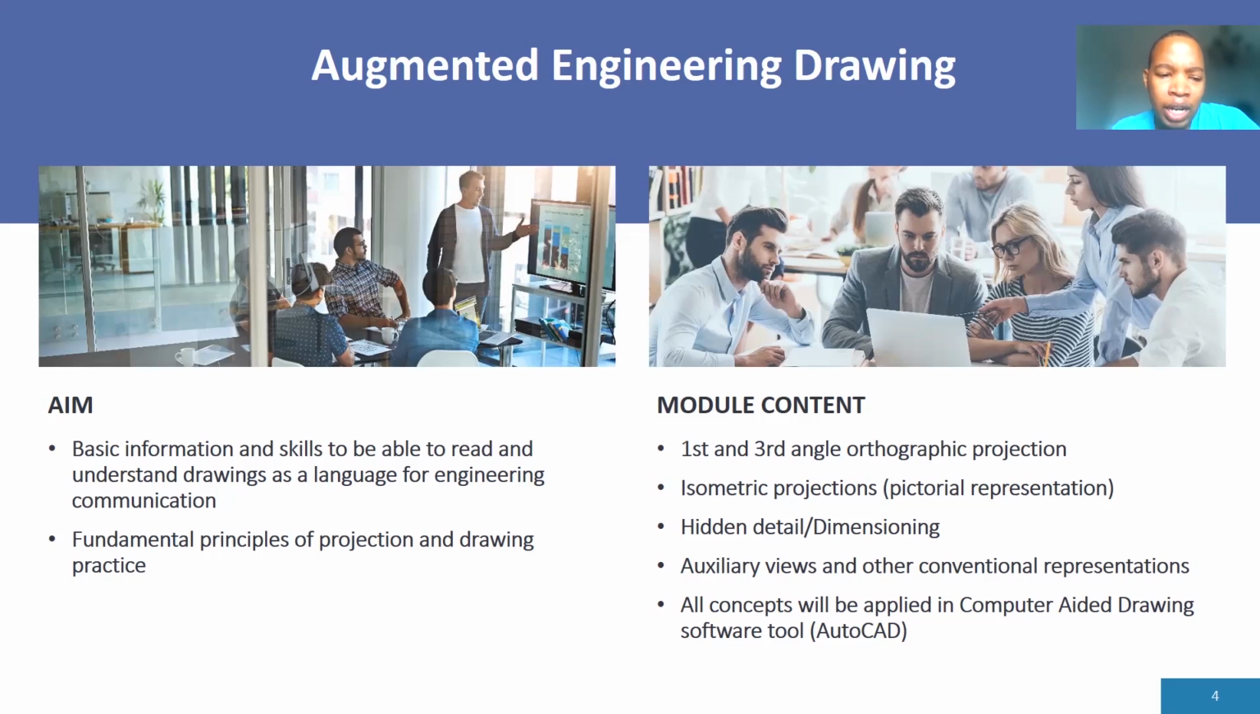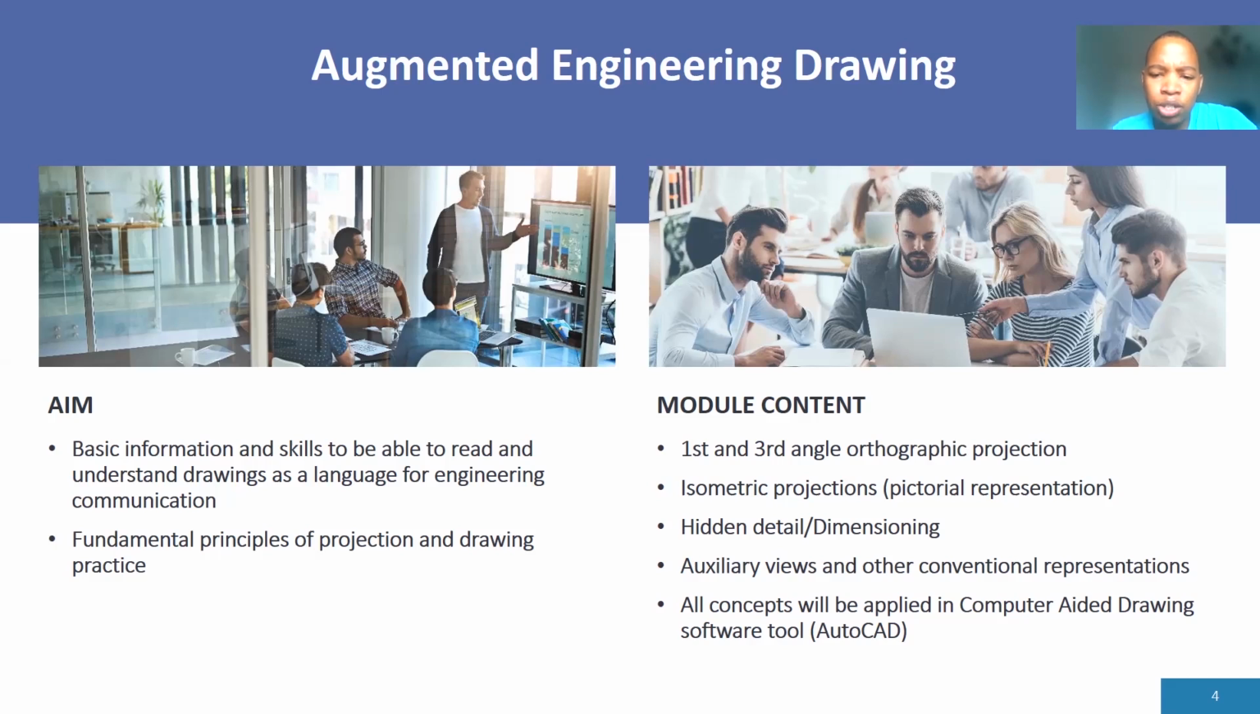You'll also develop the fundamental principles of projection and drawing practice. Now, in industry, there are standards, there are fundamental principles that are followed worldwide when communicating through technical drawing, and you are going to learn these fundamental principles. The module content includes the concept of first and third angle orthographic projection, which is a form of drawing where you present an object as if you're looking at it from a 90-degree angle.